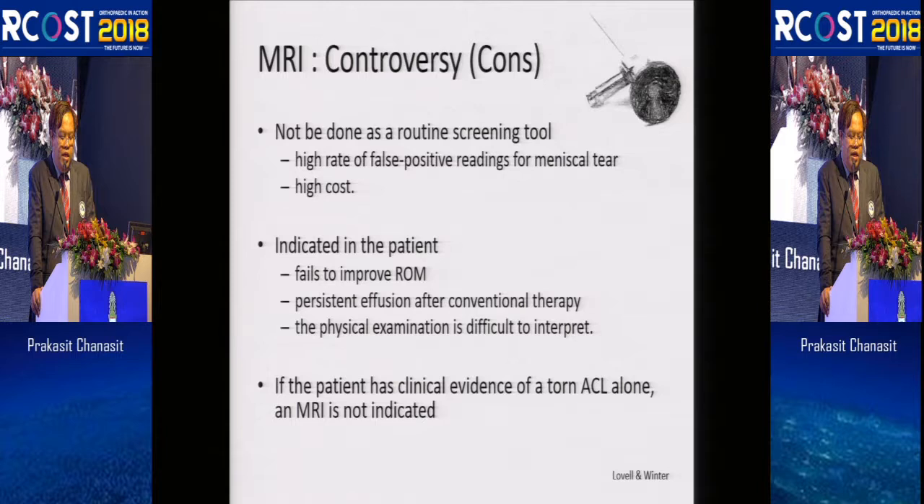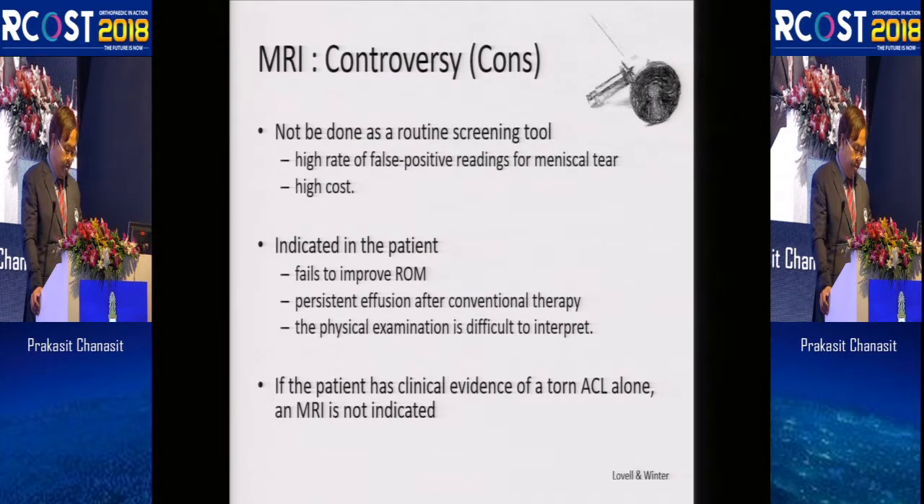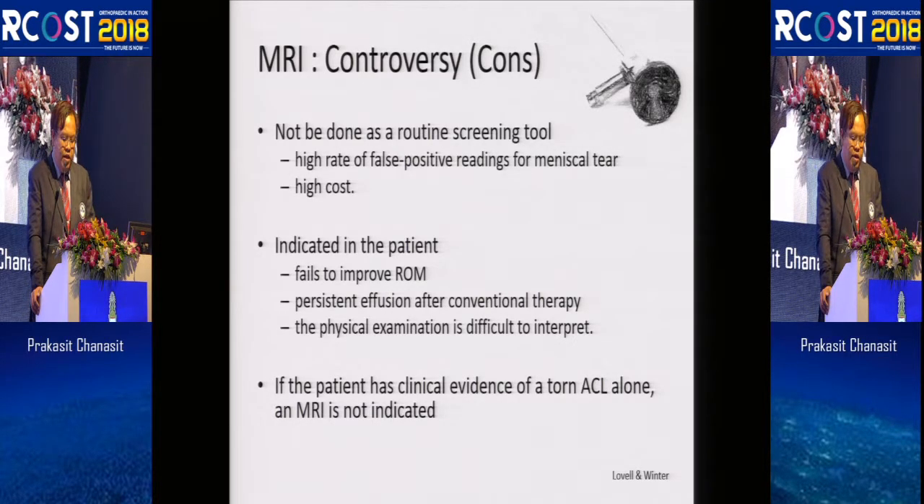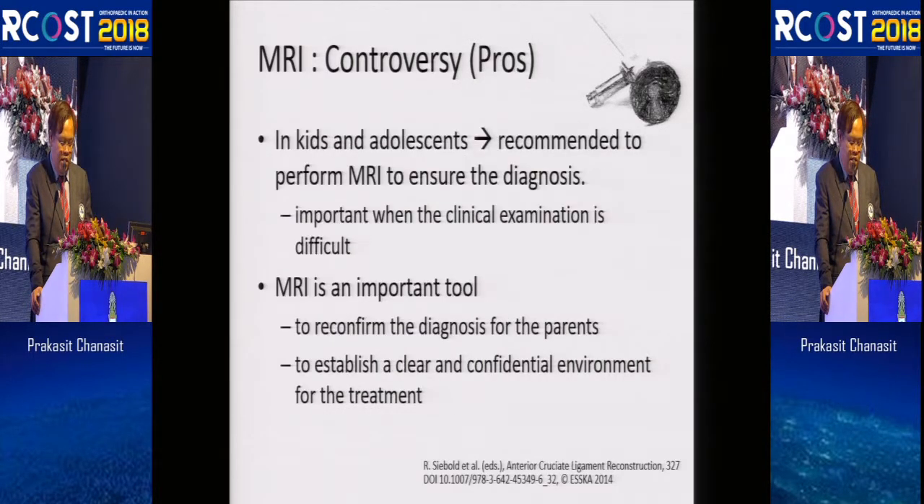In some old literature, there is controversy in Lovell and Winter, the pediatric textbook. They said not to do MRI as a routine screening tool because of the high rate of false positive reading of the meniscus tear and also the high cost. But they said it is indicated in the patient who fails to improve ROM, has persistent effusion after conventional therapy, and when the physical examination is difficult to interpret. But if the patient has clinical evidence of ACL tear alone, the MRI is not indicated.